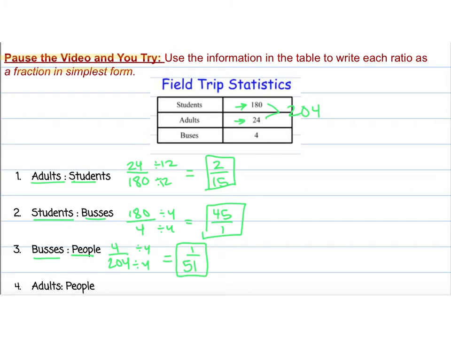And the last one, adults to people. Adults is first. Well, there's 24 adults. Again, people, that includes both students and adults. So when we added that, we got 204. We can simplify by dividing by 12. That would be 2 to 17 for my ratio in simplest form. So 2 adults to 17 people.